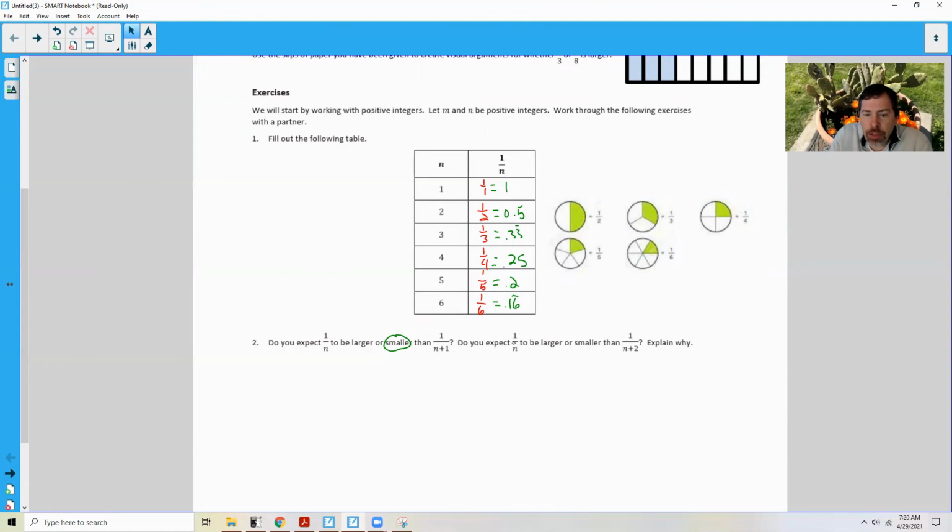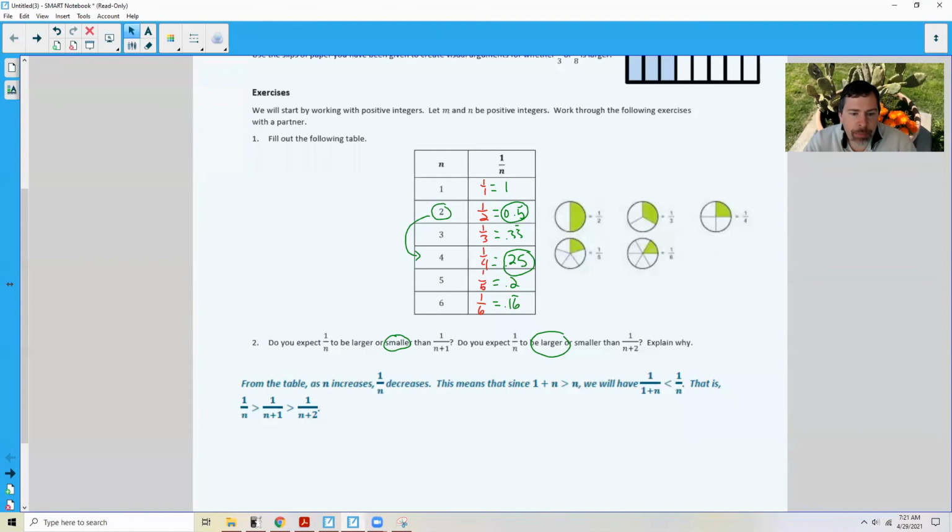Okay, so do you expect 1 over n to be larger or smaller than 1 over n plus 2? Well, look up here. Here's 1 over n, and I got 0.5. 1 over n, which is 2, plus 2 is 1 over 4. So adding 2 just brings us down 2 here. So is 1/2, 1 over n, more than or less than 1 over n plus 2, or 1/4 or 0.25? Well, 1 over n is larger than 1 over n plus 2. And there's basically my explanation why, but I'll give you an explanation.